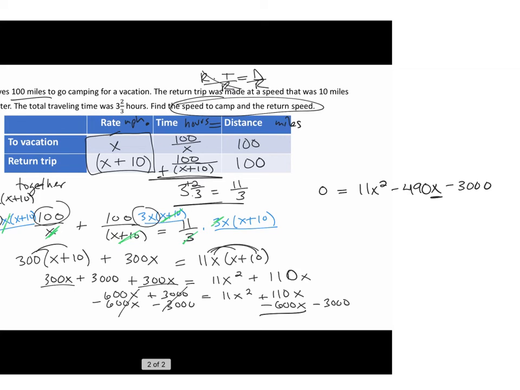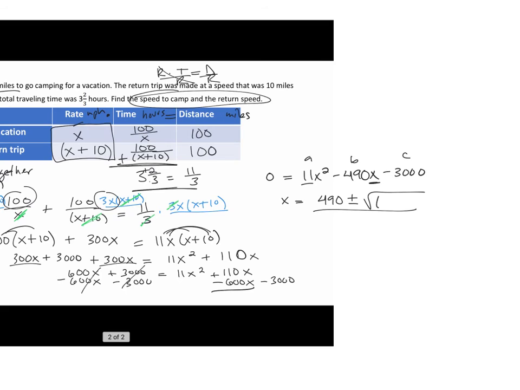We're solving for this middle variable. We've got A, that's 11, B is negative 490, and C is negative 3,000. So negative B is positive 490, plus or minus the square root of negative 490 squared minus 4 times 11 times negative 3,000. Those are some big numbers there. All over 2 times 11. Let's simplify what we have.